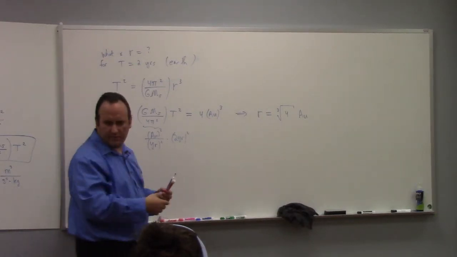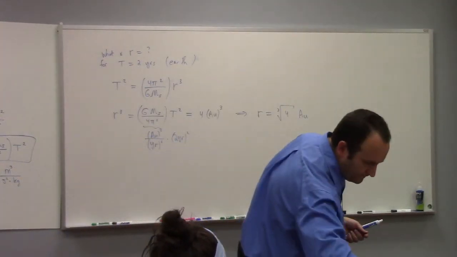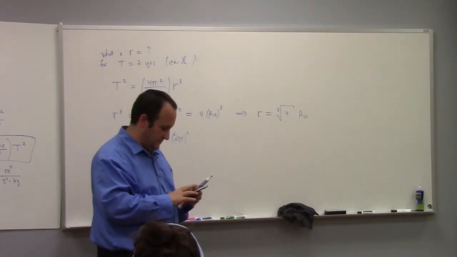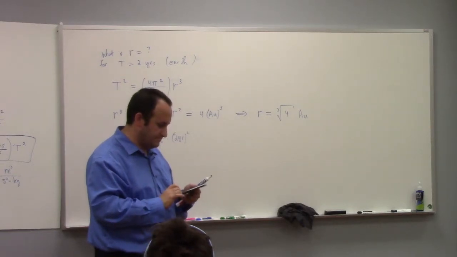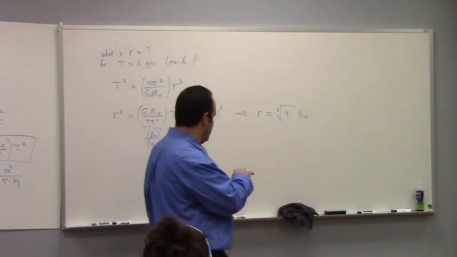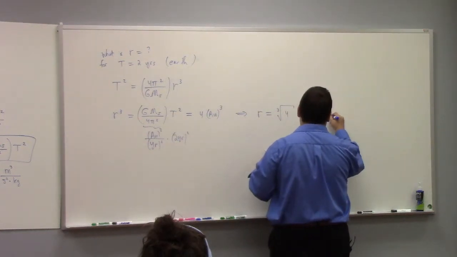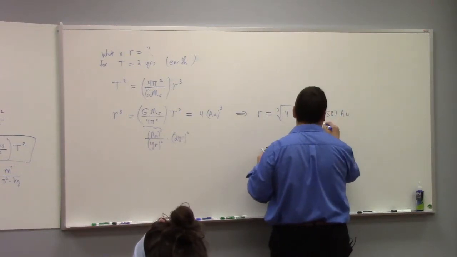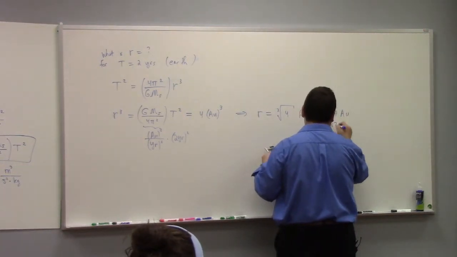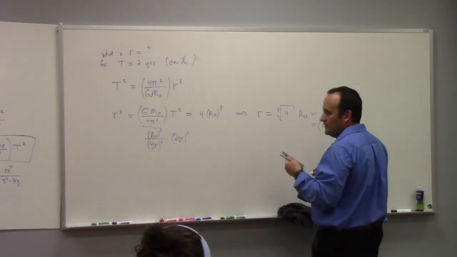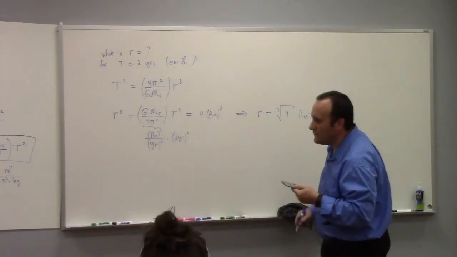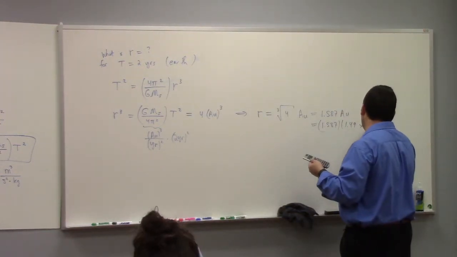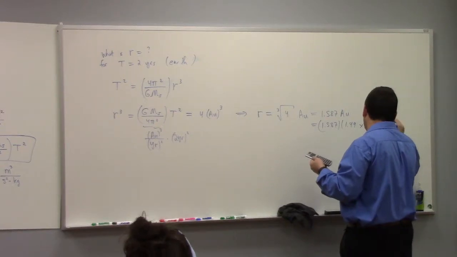What is the cube root of 4? I don't know that right offhand, honestly. Let's see here, cube root of 4: 1.587. So 1.587 astronomical units. Now, if I want to convert that to meters, how much is that? 1.587 times 1.49 times 10 to the 6 kilometers. I'll leave it in terms of kilometers.